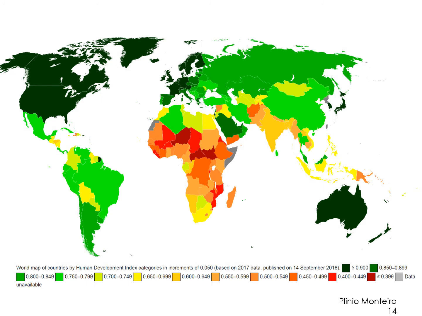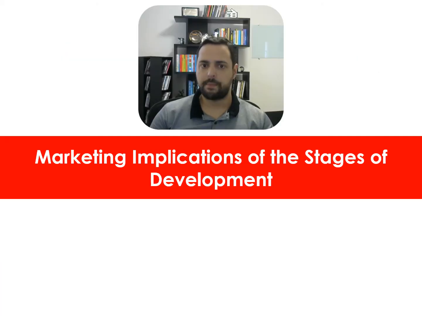And here we can see a map of the current data of the Human Development Index in different countries in the world. Green meaning greater Human Development Index, and red and orange meaning lower levels of this index. To wrap up, let's think about the implications of these levels of development to marketing management, especially when you're trying to operate in many countries in the world.